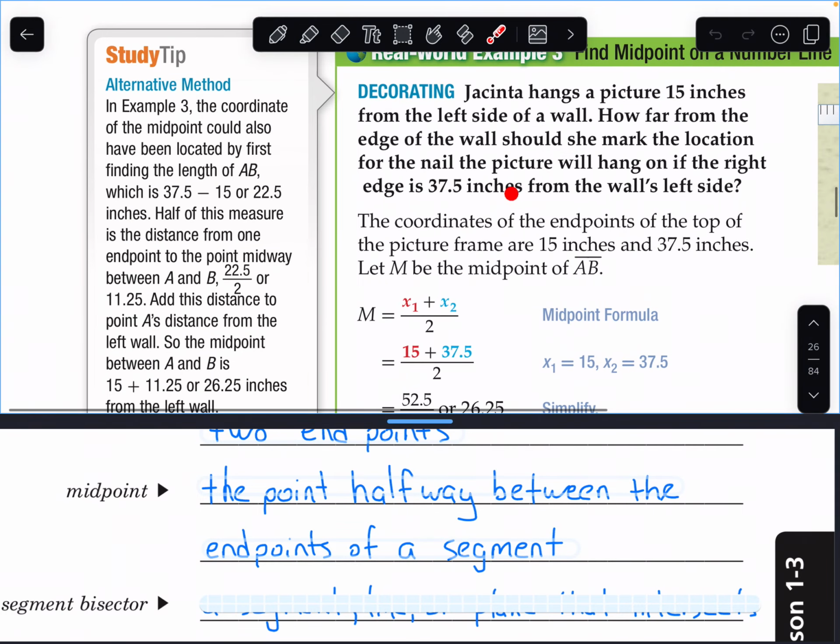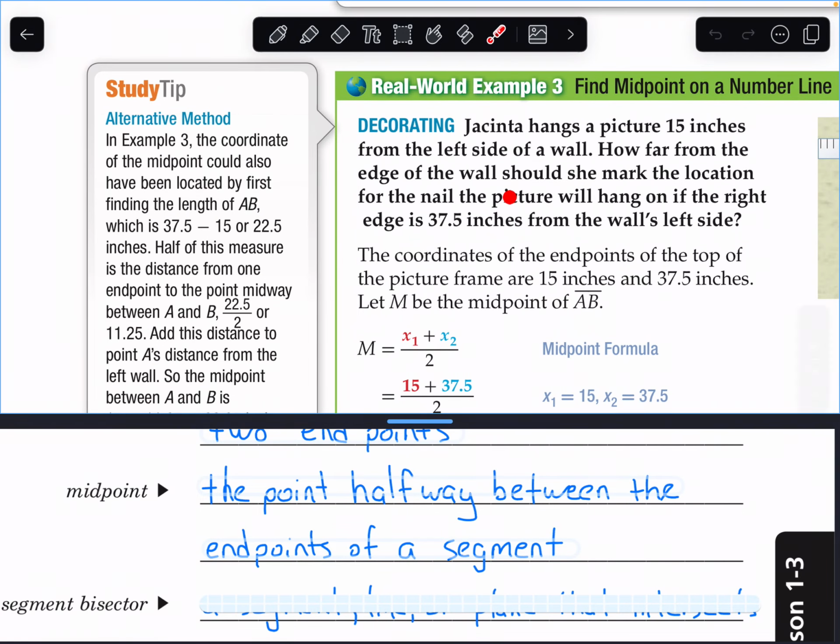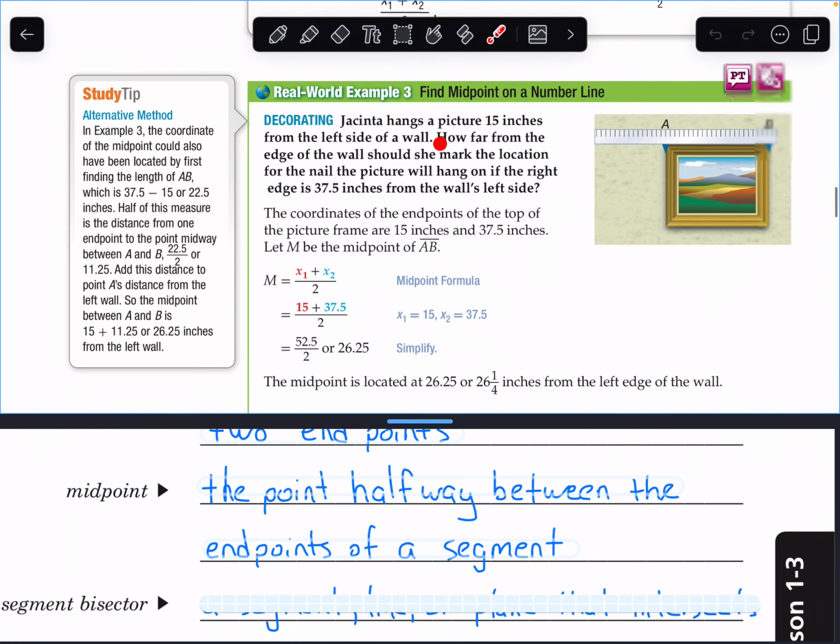And there's an excellent real-world example there, and an alternative method. I encourage you, after watching part 2, where I go through this problem, to come back to this alternative method of solving it.